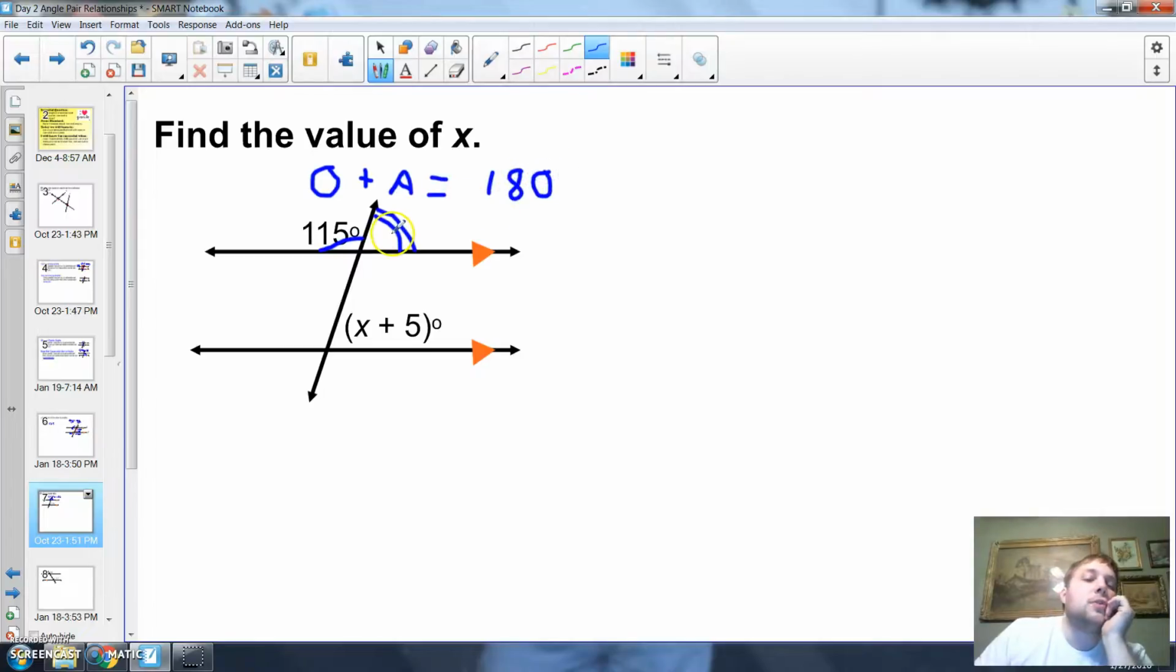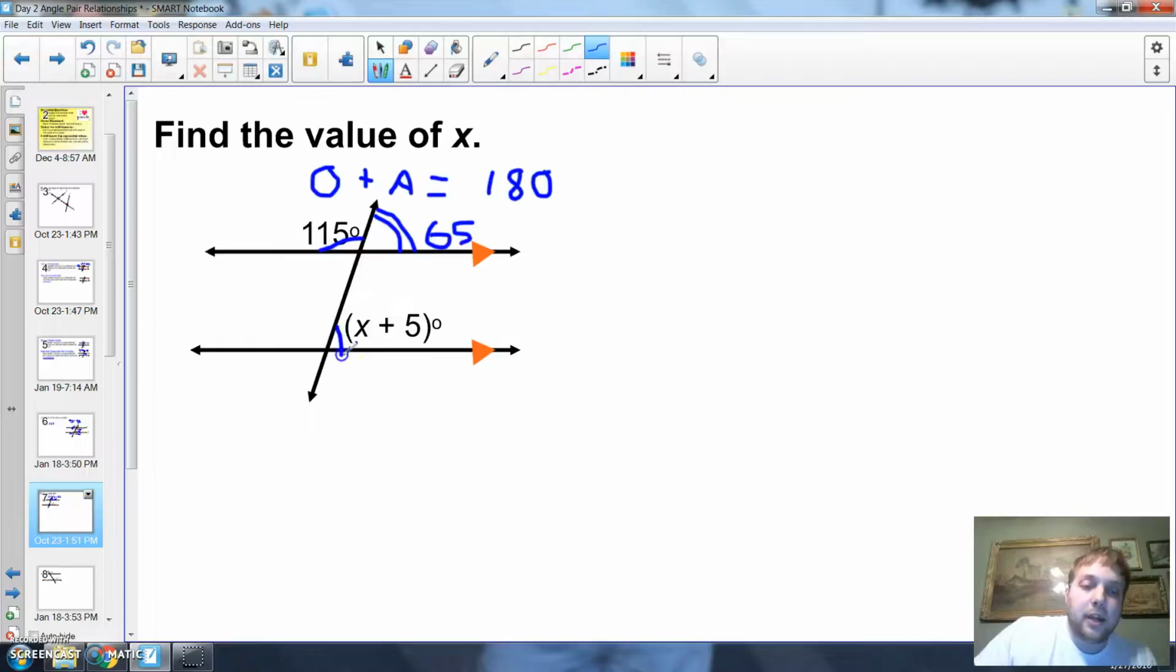What must this acute angle be? If it's 115, what does this have to be to get it to 180? I'm thinking here. 65 degrees. You with me? You got it. That's got to be 65 degrees. Now understand this. Every acute angle is 65 degrees.